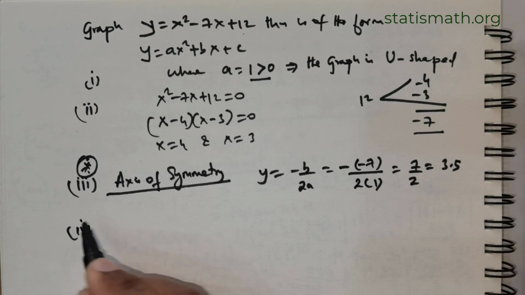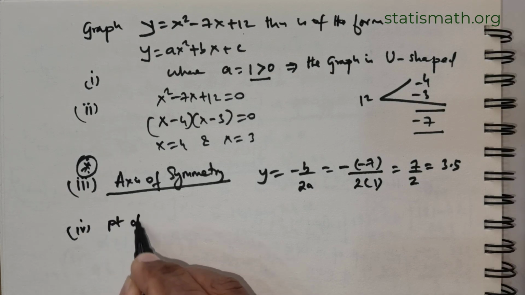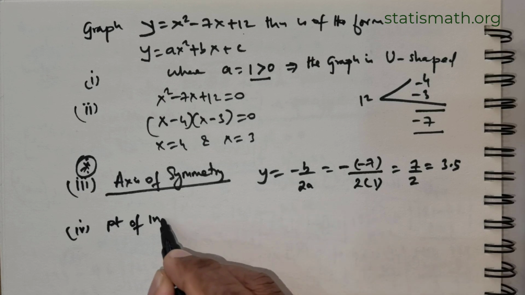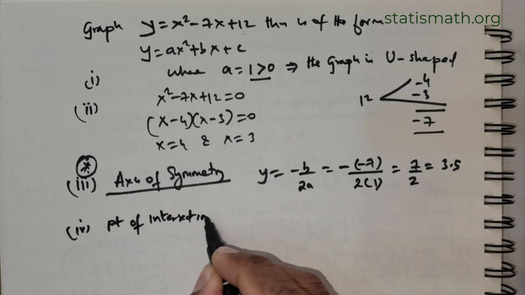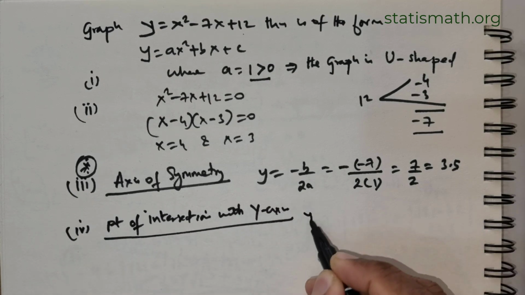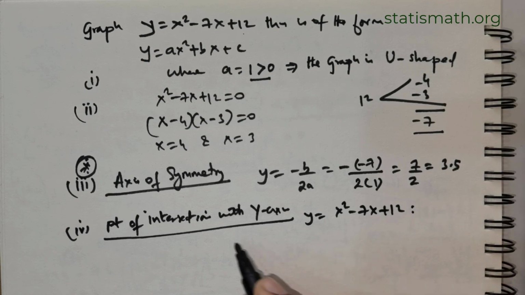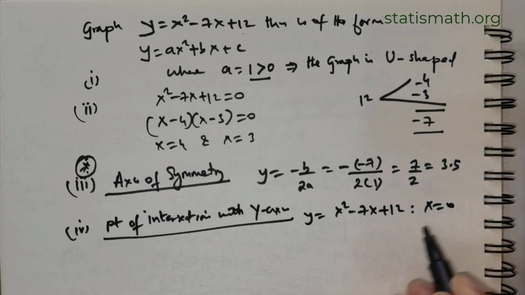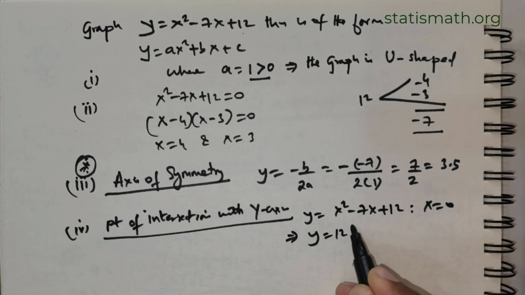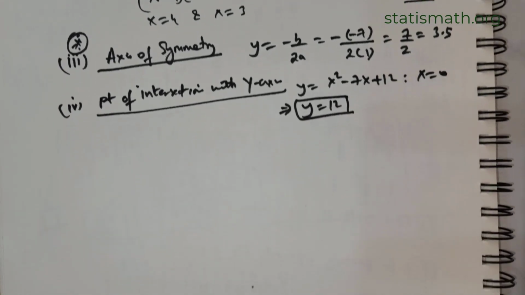Now next is the point of intersection on the y-axis. We have been given y is equal to x squared negative 7x positive 12. So to get the intersection with the y-axis, we take x is equal to 0. So that would mean y is equal to 12 is the point of intersection. So having got all of this, we are now set to graph the given quadratic equation.